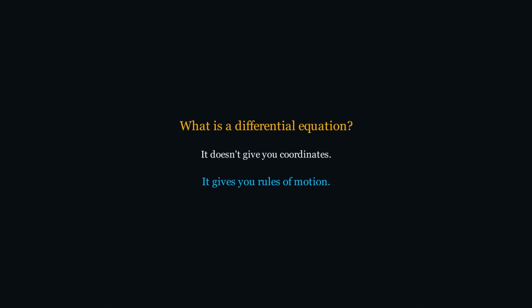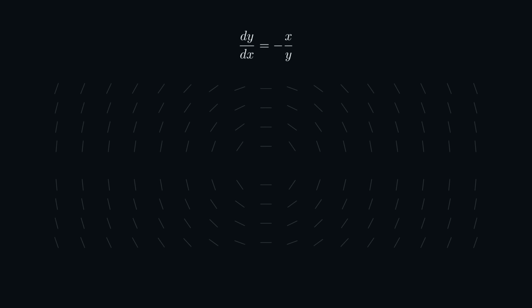A differential equation doesn't give you coordinates, it gives you rules of motion. To understand the general idea, let's look at a simpler first-order differential equation. Imagine a grid of thousands of tiny arrows across a plane.